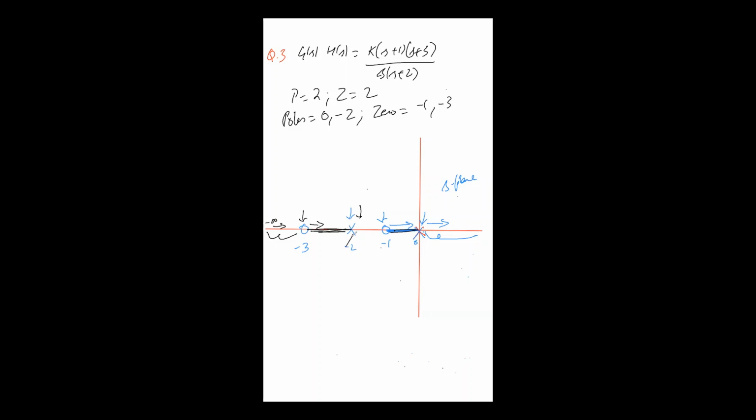And we know that root locus branches start from k is equal to 0 from the open loop pole and terminate at k is equal to infinity. So this will be my complete root locus for question number 3.